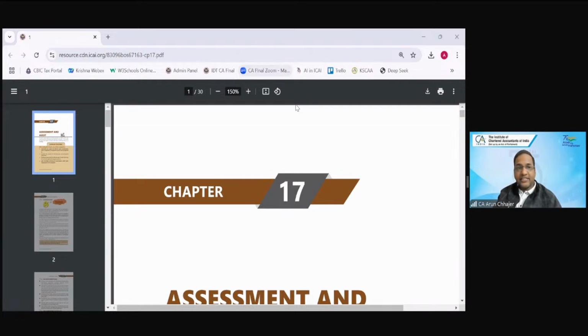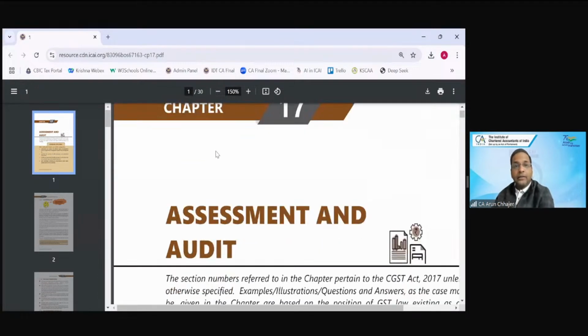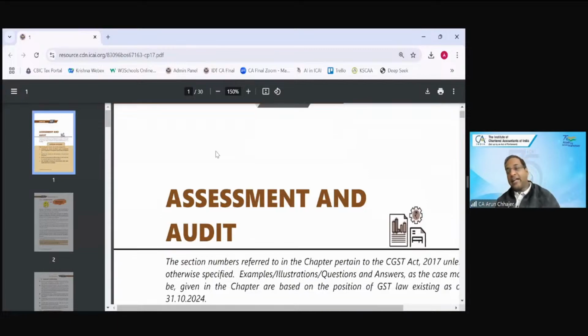Let me start. Today we will try to cover assessment and audit. I will also discuss multiple questions in between, so that all these theoretical topics are remembered in the class itself. Fine. So, assessment and audit.